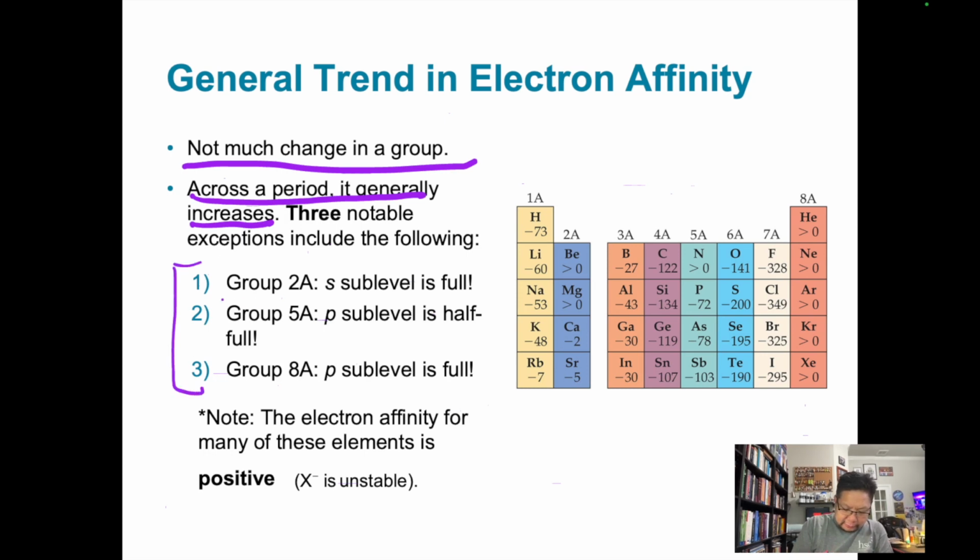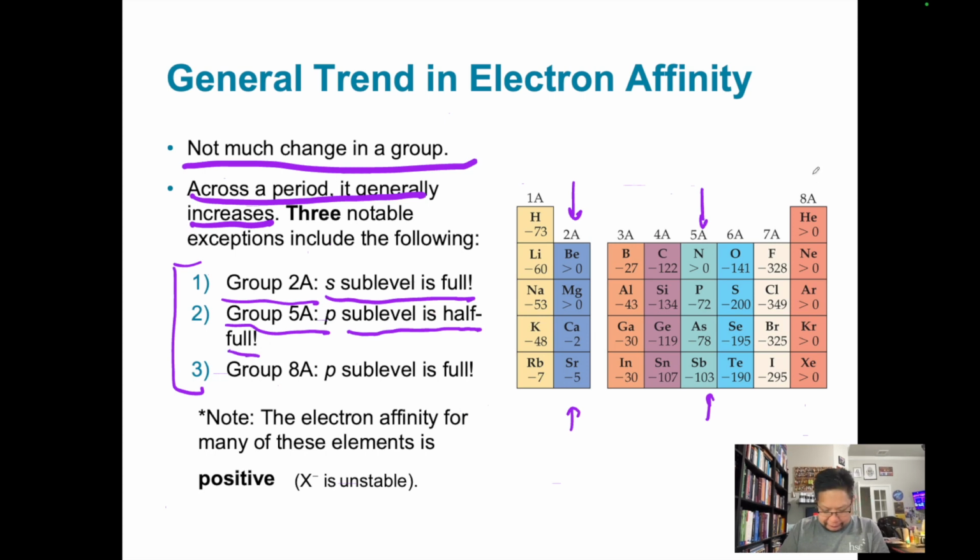These are the three here. Group 2A: somehow electron affinity went down. Why? Because the s sublevel is full for those guys, and that's why it screwed up our general pattern. What about group 5A? Again, it dropped, especially with nitrogen and phosphorus. Why is that? It's because they have a sublevel that's half full.